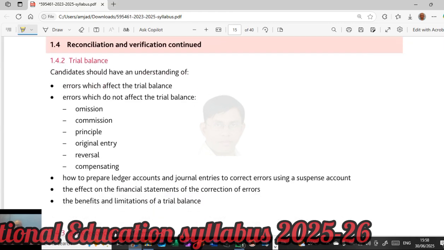Altogether, we'll be discussing all these as one very big topic. A lot of questions have been asked in previous examinations, so we'll be discussing and solving plenty of question papers and practice questions.